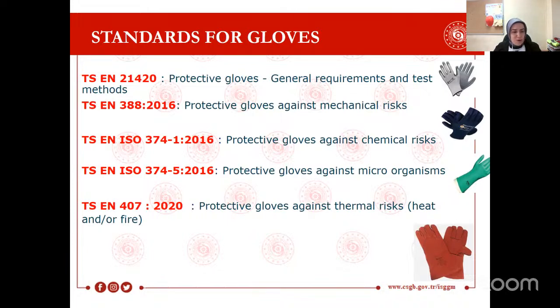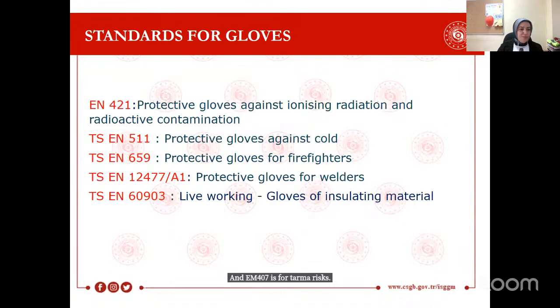EN 374-1 is for chemical risks. EN 374-5 is for microorganisms. And EN 407 is for thermal risks. Here are more standards. EN 421 is for ionizing radiation and radioactive contamination. EN 511 is for cold protection. EN 659 is for firefighters. EN 12477 is for welders. And EN 60903 is for gloves against high voltage risks.